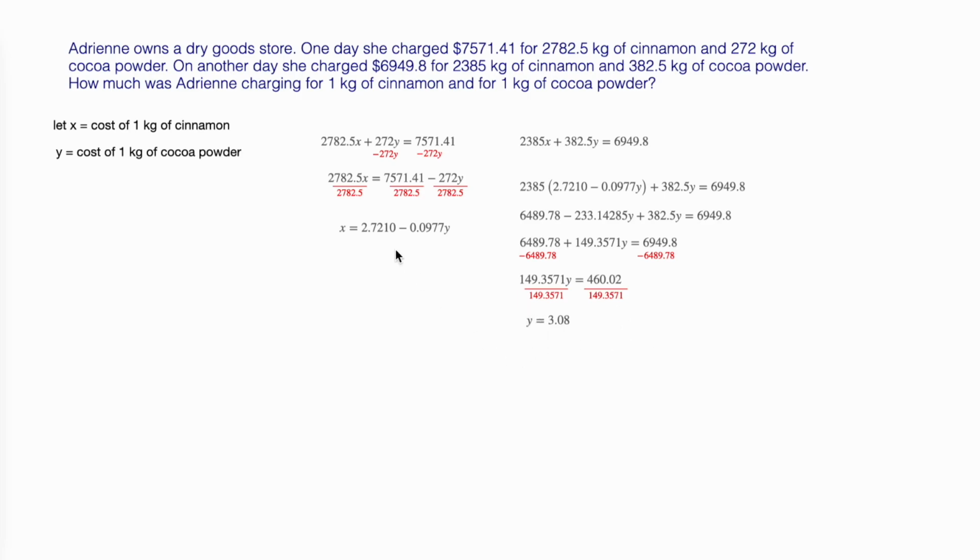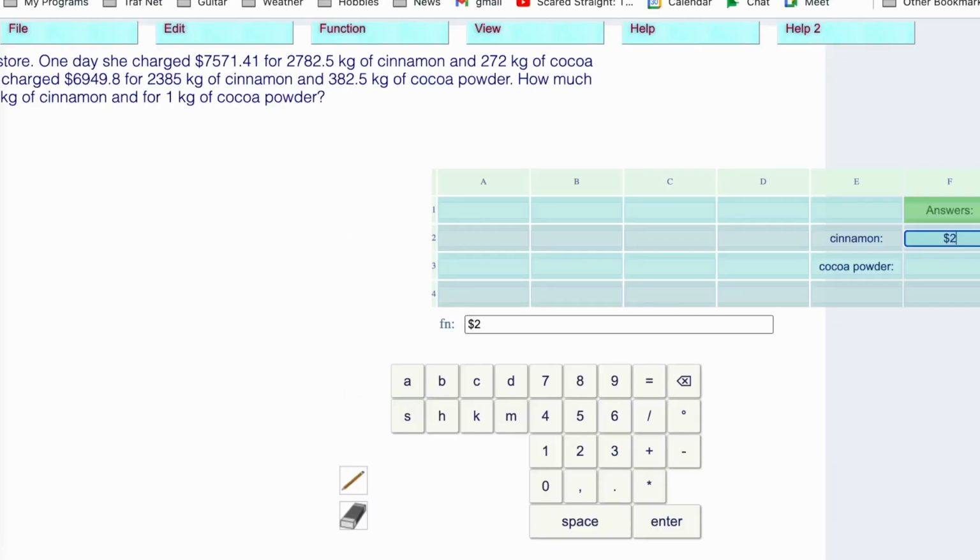And then I'm going to feed that back into this equation. I'm rewriting this equation with the Y being 3.08. 0.0977 multiplies to 3.08. Then it's being subtracted by the 2.7210, and that gives us 2.42 exactly. So that means that the cinnamon costs $2.42 for 1 kilogram. The cocoa powder costs $3.08 per kilogram. $2.42, and the cocoa powder $3.08. And then we press enter to see if we're right.